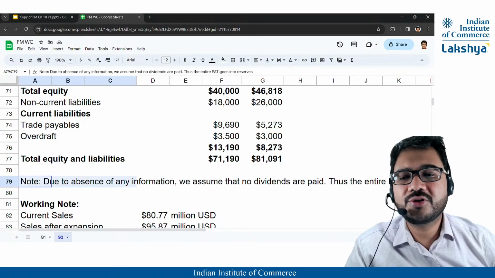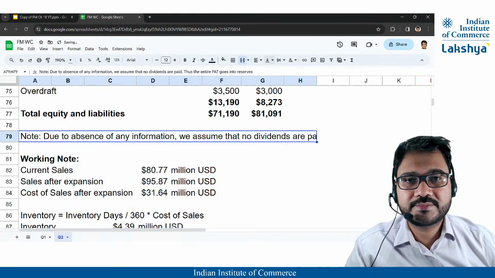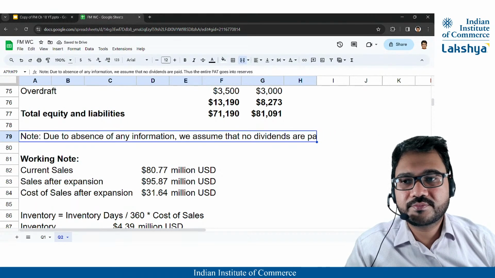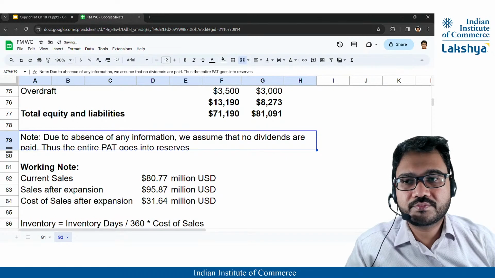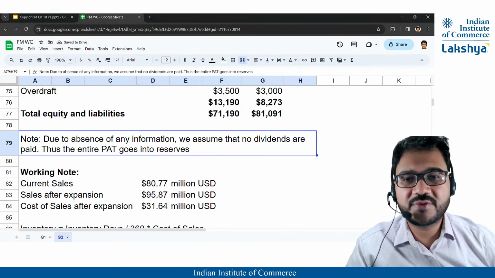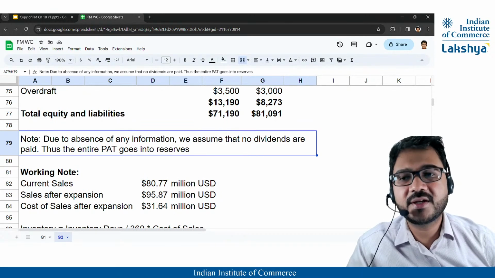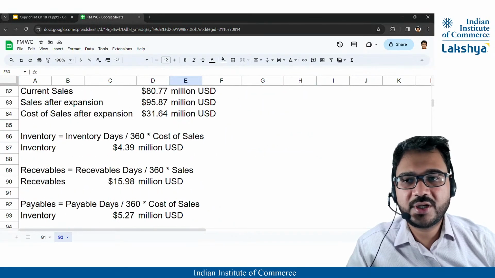And your note, due to absence of any information, that thing is getting covered, right? Okay. Note, due to absence of any information, we assume that no dividends are paid. Thus, the entire PAT goes into reserves. Right? And our working notes.